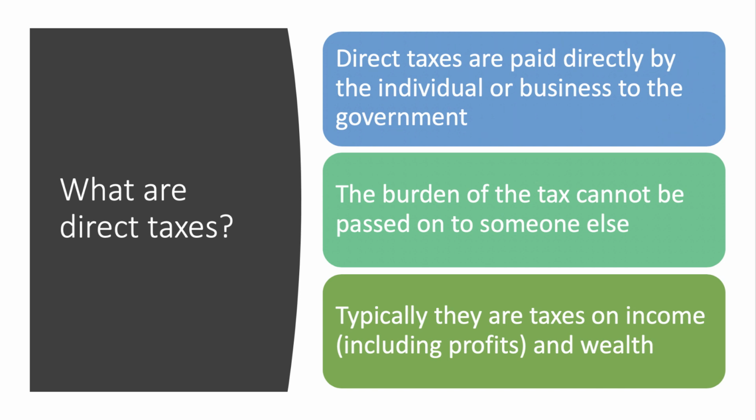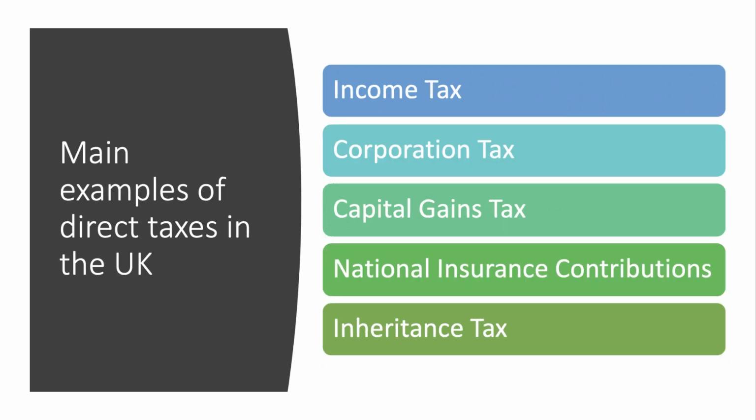They're nearly always taxes on income, including corporate profits, and also wealth. Here are 5 examples of direct taxes in the UK. Income tax, which we'll go through in a second. Corporation tax, a tax on business profits. Capital gains tax. This is a tax on the profit when you sell or dispose of something that is an asset, perhaps some shares that have increased in value. National insurance is paid on income by the employee and the employer, and inheritance tax, or IHT, is paid when a person's estate is worth more than a threshold level when they die.